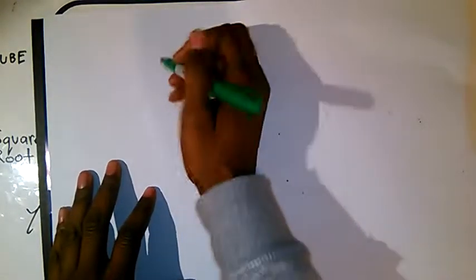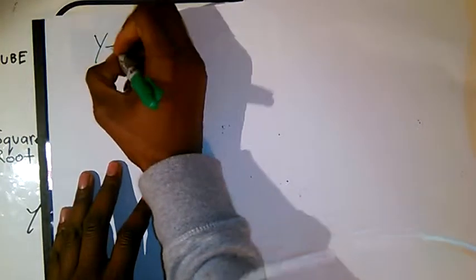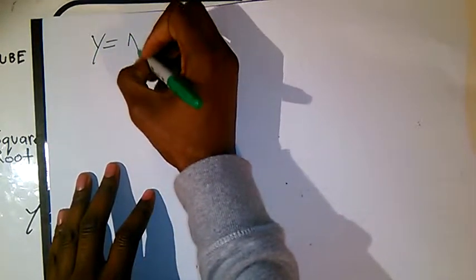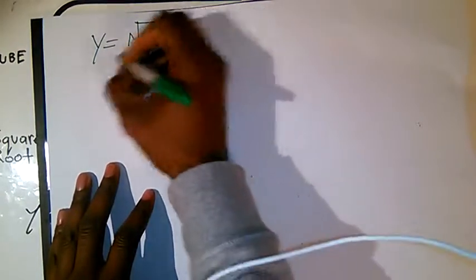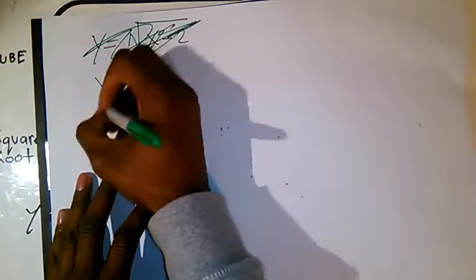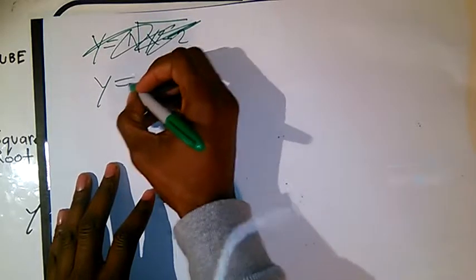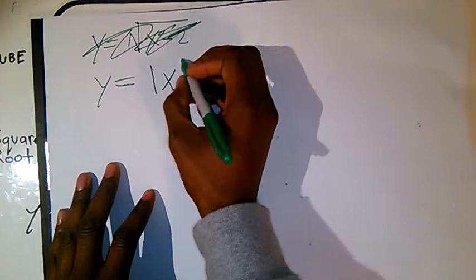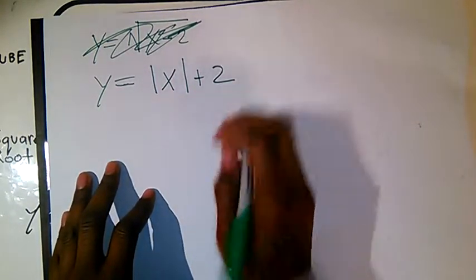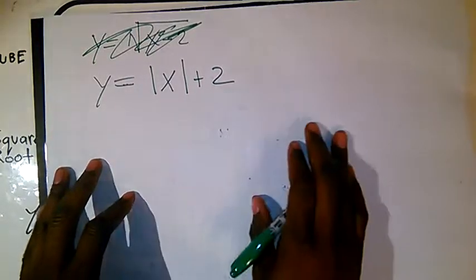So, take a green pen here. Let's say we have y equals the square root of x minus 2. Oops, I'm sorry guys, wrong one. y equals the absolute value of x plus 2. Let's graph it.